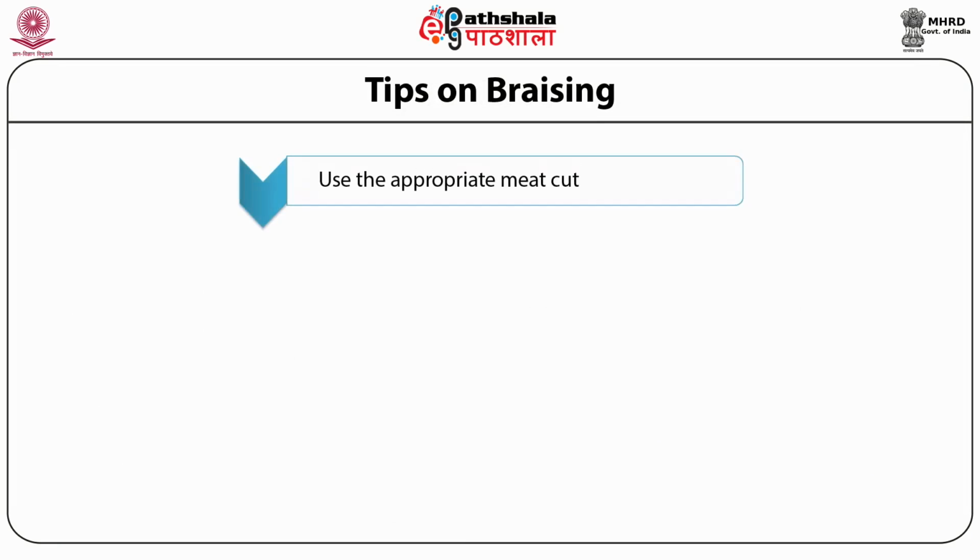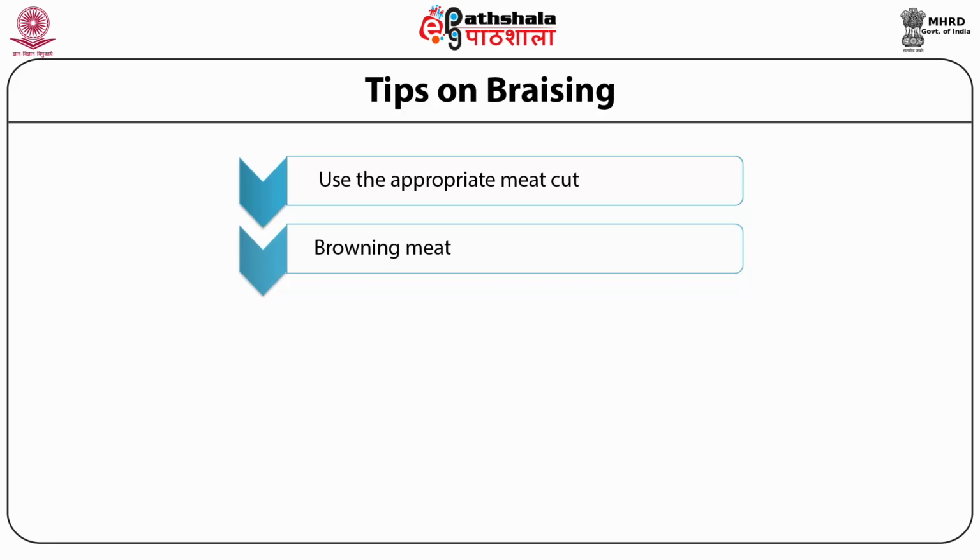Tips on braising. Use the appropriate meat cut. Meat cuts with a certain amount of marbling and gelatinous connective tissue retain juiciness better than very lean cuts when cooked long and slowly. Browning meat. Although browning is not essential, it is desirable since it not only improves color but also develops flavor. Tightly cover. A tight fitting lid holds in steam that helps to soften the connective tissue, making the meat more tender. A sheet of buttered baking paper placed over the meat under the lid helps to prevent the surface from drying.